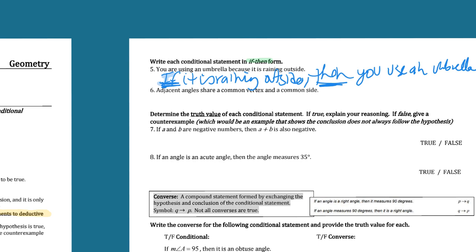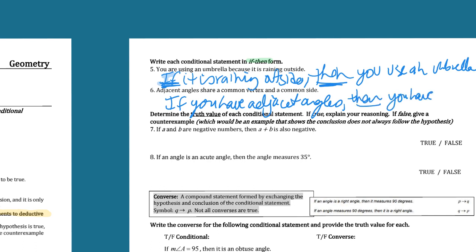Okay, so the next one is if you have adjacent angles, then what? You have a common vertex and a common side. Then, and I do want to see it, common vertex and common side. I abbreviated it for your time's sake, but that's what you would write.